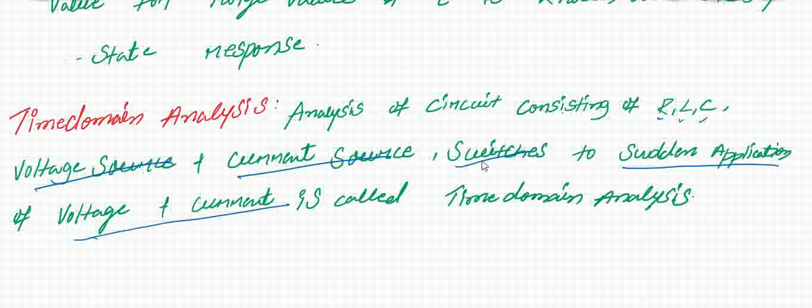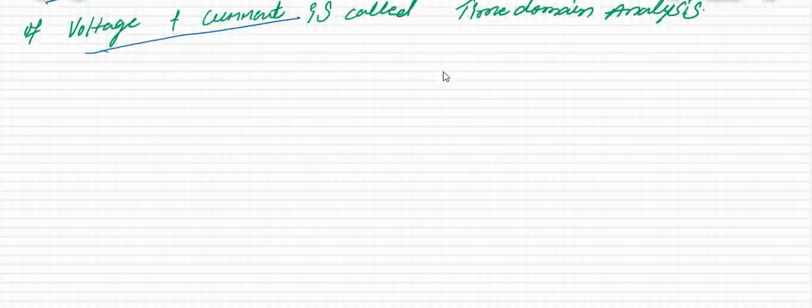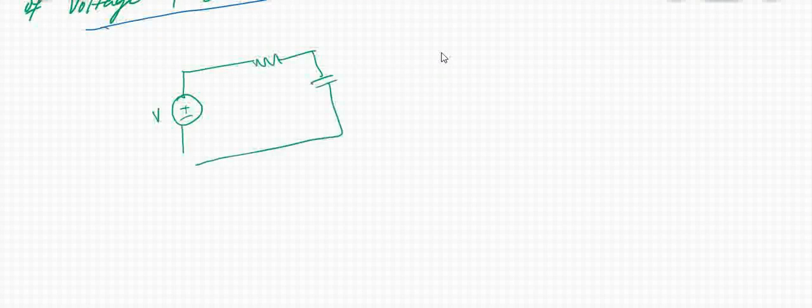We are going to see how the circuit responds when it has switches. Let us see how the circuit will be when it has switches. We have seen this type of circuit. For example, this is your voltage, and here you have connected one resistor, and here some capacitor. This type of circuit we have seen in the last class. This is your resistor and this is your capacitor.